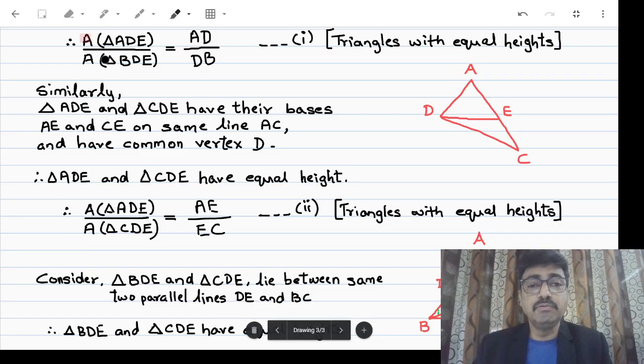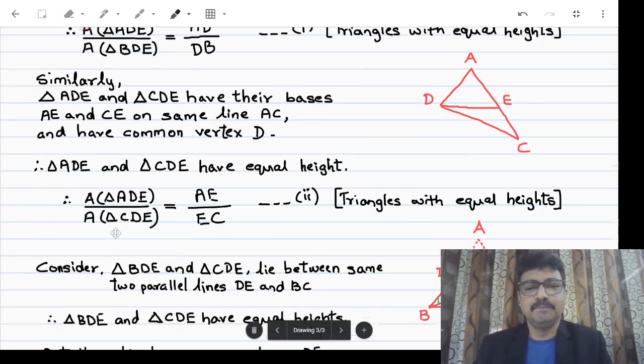We have to prove that area of BDE and area of CDE should be equal. Let us see how we prove the denominators equal. The numerators are already equal.